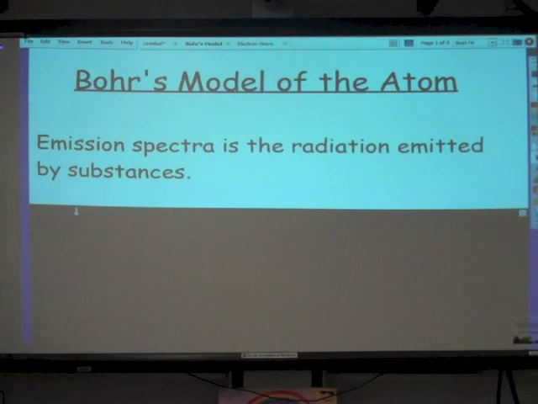Emission spectra is the radiation, so which waves of electromagnetic radiation are emitted by substances. So substances can oftentimes emit radiation. And their spectra is what wavelengths of radiation they are emitting.